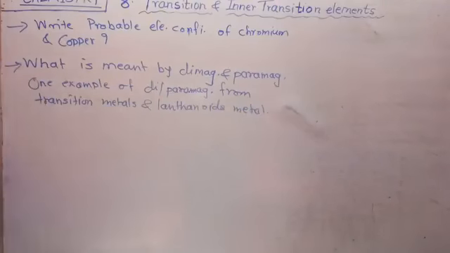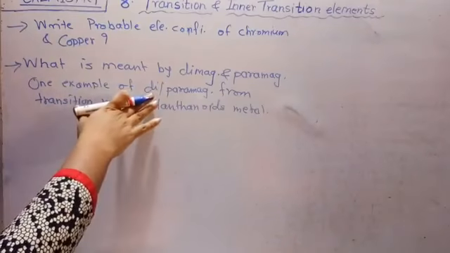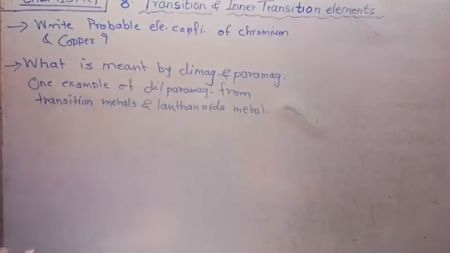See here. This question is asking for 3 marks. What is meant by diamagnetic and paramagnetic? Then write the one example of diamagnetic and paramagnetic from transition metals and lanthanoid metals. There are many examples of paramagnetic; diamagnetic is less, but paramagnetic are more. Then you write any one for transition metals and lanthanoids.